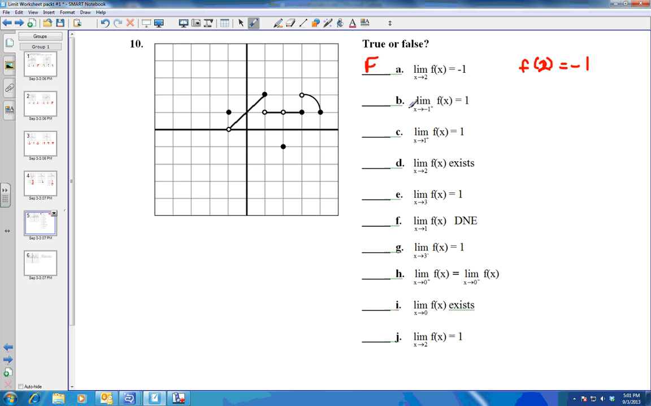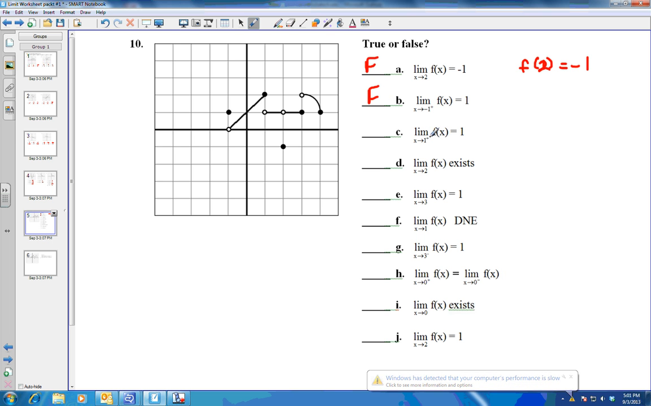The limit as x approaches negative 1 from the right. As I approach negative 1 from the right-hand side, I pick it up here, here, and here, and I'm finally at negative 1. What is my graph approaching? It's approaching 0. They said it's approaching 1, so that is false.